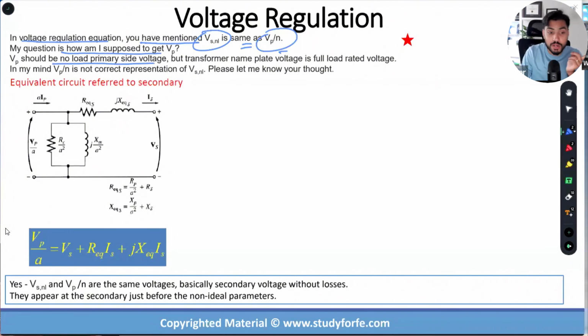He's right. He's already answered the question here. But the transformer nameplate voltage is the full load rated voltage. So the rated voltage applies at the terminals, at the output. That's what he's saying, because the rated voltage takes into consideration the voltage drop. So that's the angle he's thinking through. In my mind, VP by N is not a correct representation of VSNL. Let me know your thoughts.